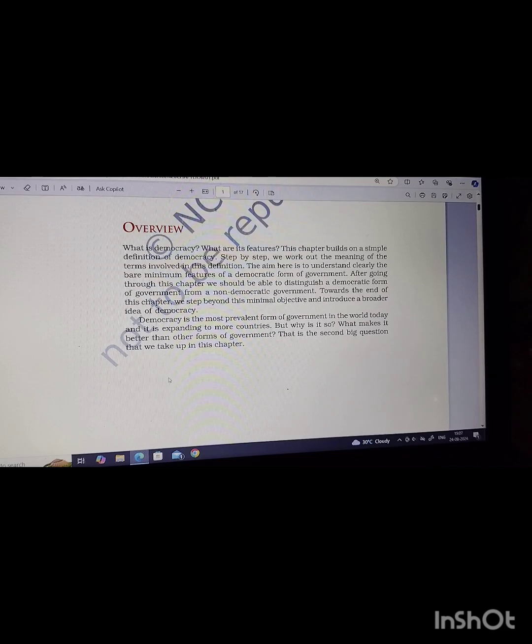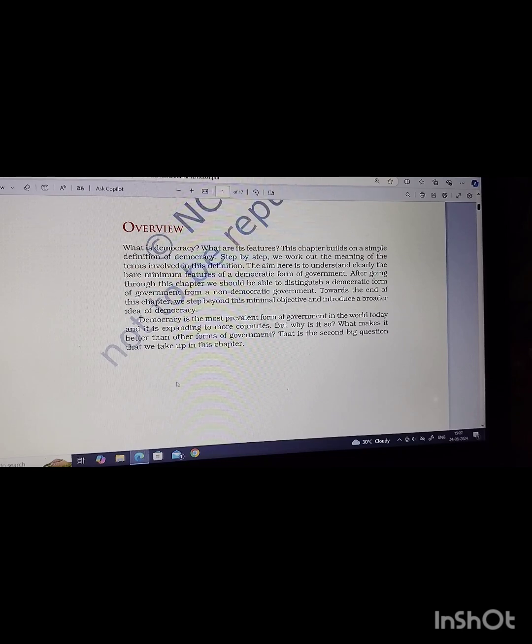In the earlier classes, we have all been given small bits of information about democracy, but in this chapter we will start to learn in detail why democracy is actually needed, what its aims are, what the bare minimum features of a democratic form of government are, and how it is different from a non-democratic form of government. What are the advantages for people, because we know that democracy is of the people, for the people, by the people.